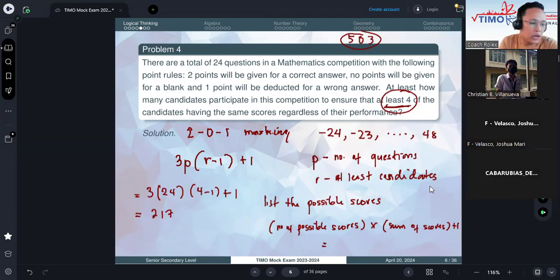So you count all these possible scores, so you will have 72 for this. And the marking system is 201, so the sum is 3. Tapos we have 1. So 72 times 3, that is 216, plus 1, that is equal to 217. Okay?